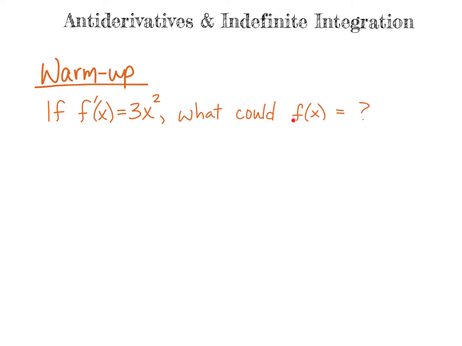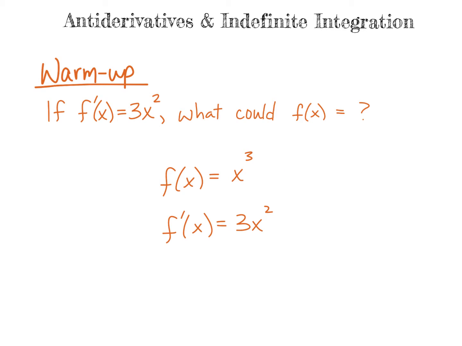Go ahead and pause the video and see if you can figure this out. Any ideas? Well, basically, we want to figure out what f of x was so that when we took the derivative, we got 3x squared. Well, that means that our f of x, our original function, would have had to have been x cubed, because when we use the power rule and take the derivative of x cubed, the 3 comes out front and we move down to squared.